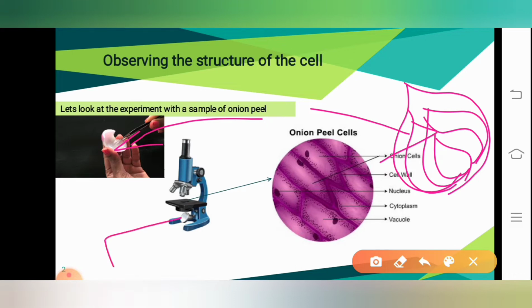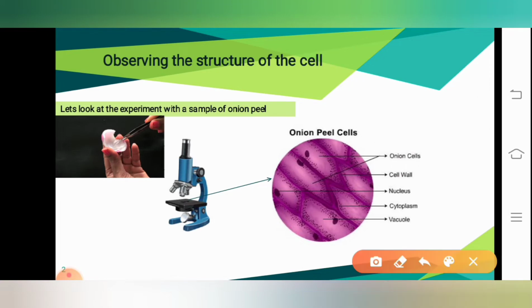By removing the onion peel from the onion, we will place it on a glass slide. You all are aware how a glass slide looks like, correct? So we will place the onion peel on a glass slide, and when we keep that glass slide under the microscope, we can see a structure which looks like this. We can see something like this.